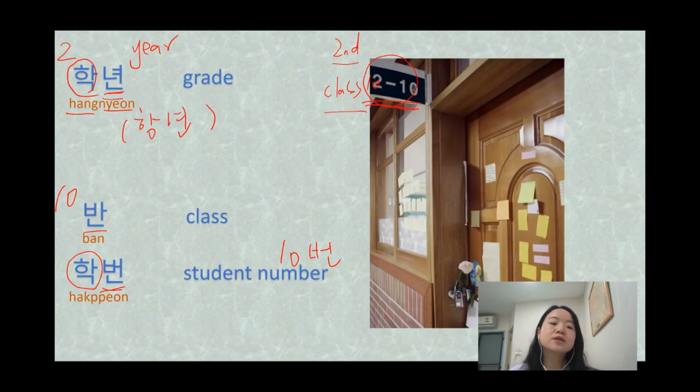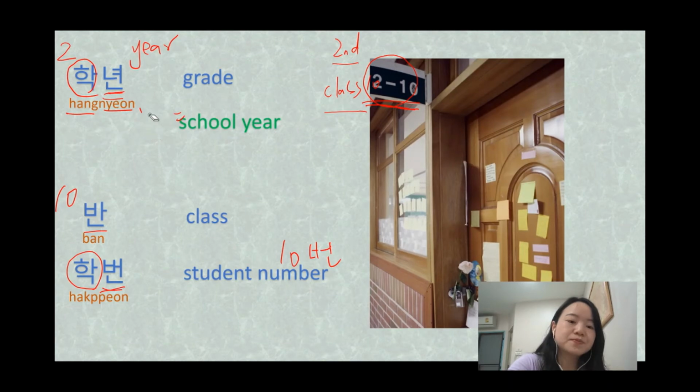Then 학년, except grade, has another meaning. It means school year. Like last year is 2020, this year is 2021, according to school year. School year 2020, school year 2021.